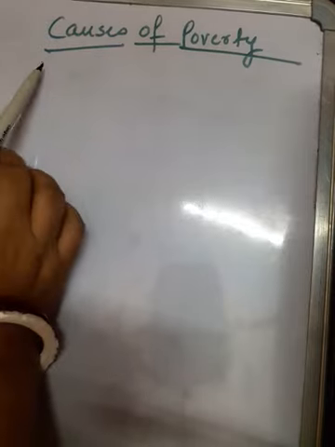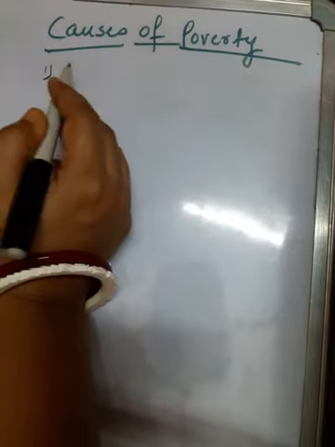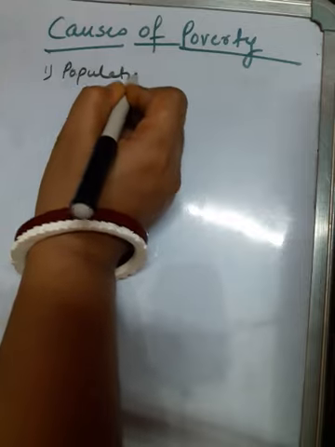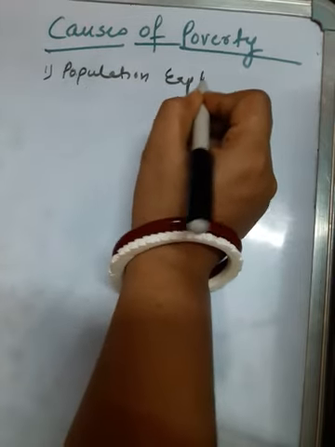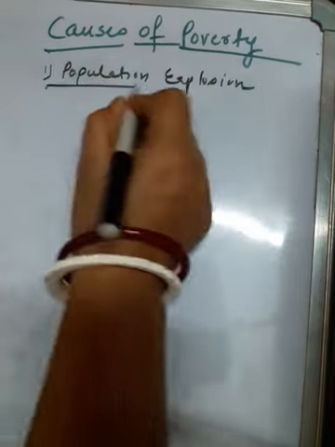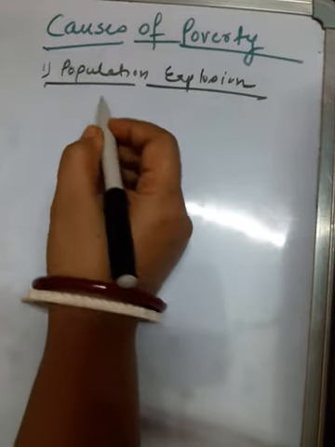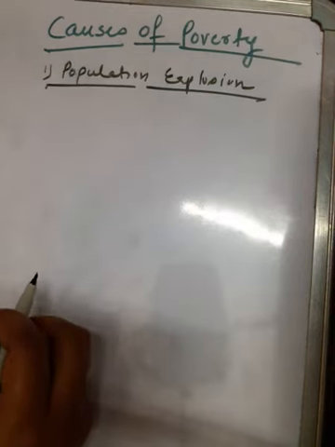There are various causes of poverty in India. The first one is population explosion. Rapid growth of population, particularly among the poor, is responsible for the problem of poverty in the country.